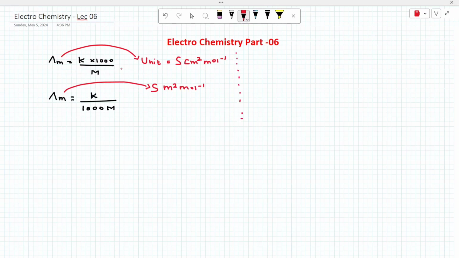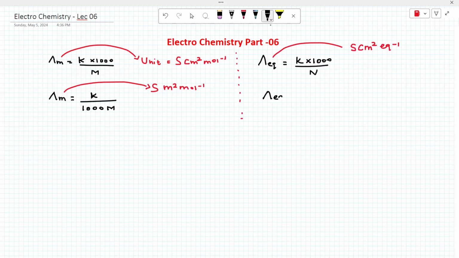What is the equivalent conductance formula? Lambda eq, same, equal to kappa into 1000 by normality. Okay, normality. The unit for this one is Siemens centimeter square equivalent inverse. Now what is the formula in case of meter square? Lambda eq equal to kappa into 1000 into N. What is the unit of lambda eq? Siemens meter square equivalent inverse.